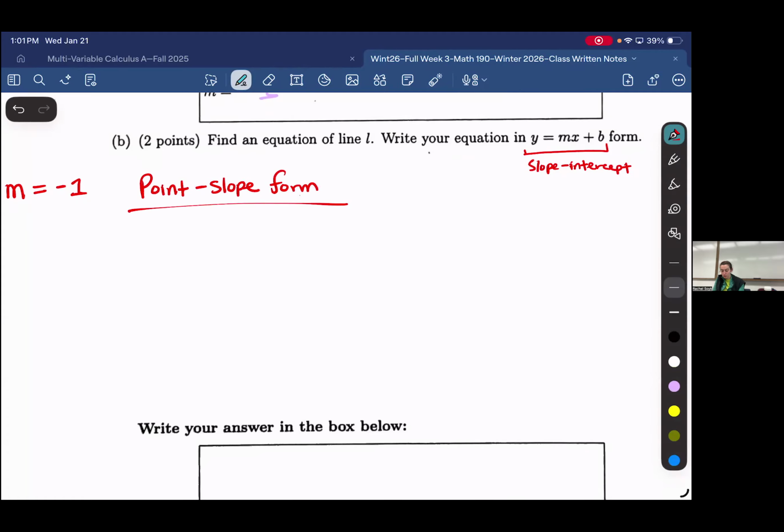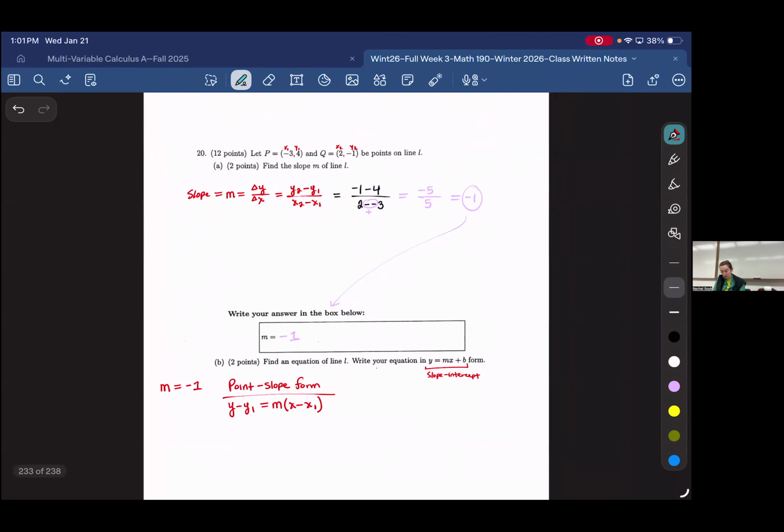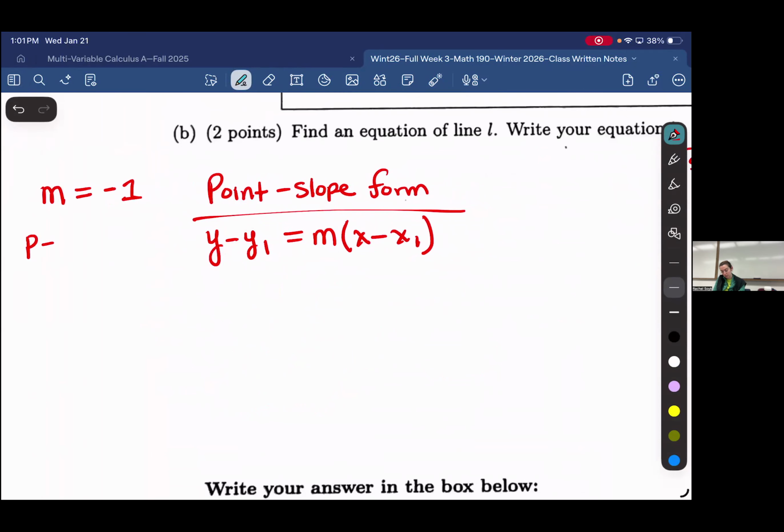And so recall, your point slope formula is just y minus y1 is equal to m in parentheses x minus x1. Does not matter which point you use. I'm just going to use -3, 4. So P is -3, 4. We'll let that be our x1, y1 here. And so if we color code, we have our x1, we have our y1, and then we have our slope.